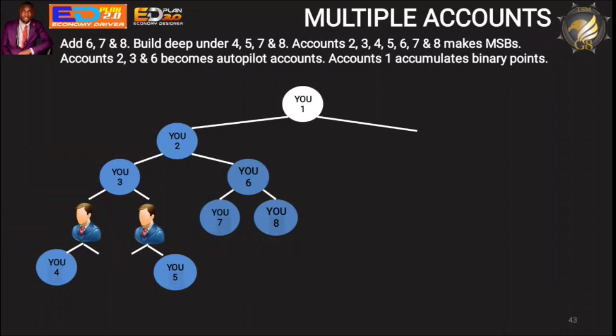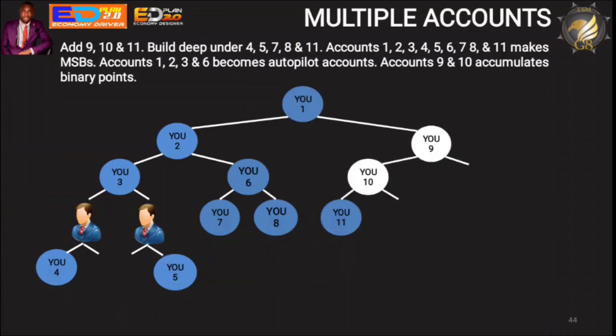When you have an autopilot account, it means you're never going to worry about that account. You're never even going to focus on that account. You'll be focusing on your accounts which are under that autopilot account. So in this case, we focus on account 4, 5, 7, and 8 to make account 6, 2, and 3 earn automatically. Okay, and then you get that account number 1 will be accumulating binary points. So this is the account that accumulates all these binary points because of this, okay? So that is what basically happens.